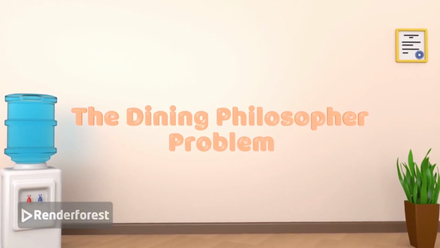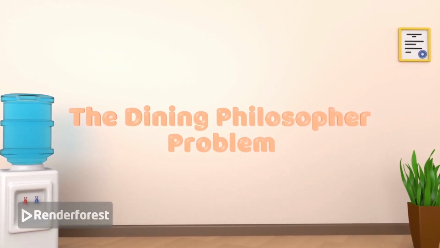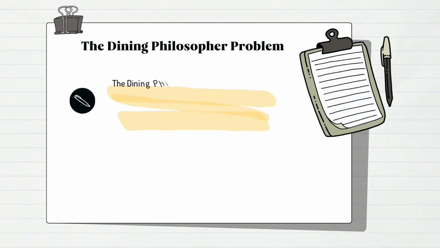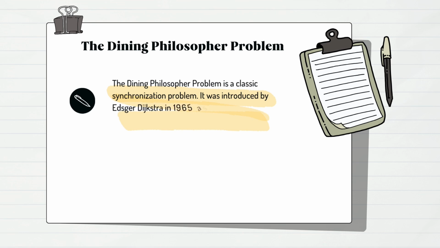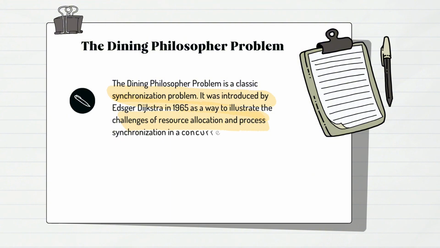Today we are going to explore a classic problem in computer science, the Dining Philosophers problem. But first, let's understand what it is. The Dining Philosophers problem is a classic synchronization problem. It was introduced by Edsger Dijkstra in 1965 as a way to illustrate the challenge of resource allocation and process synchronization in concurrent computing environments.